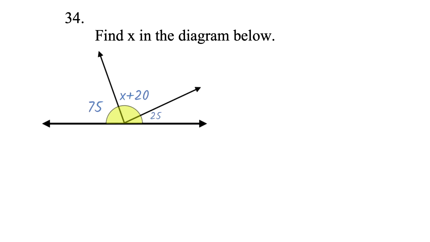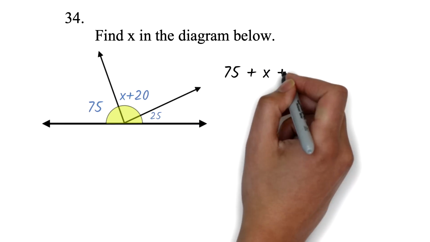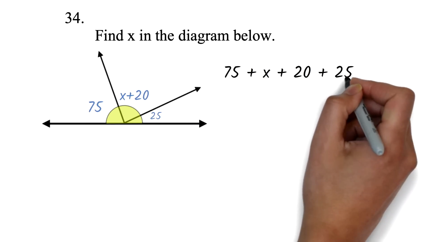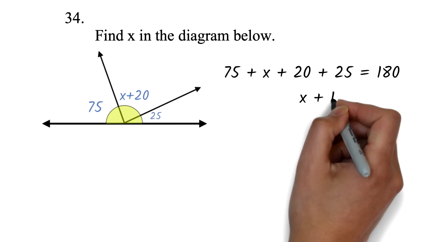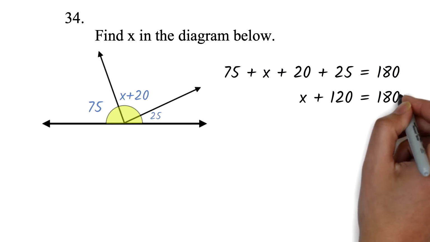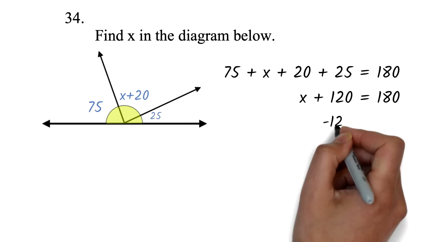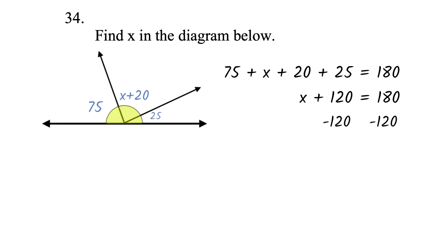So here, we will add 75 plus x plus 20 plus 25 equals 180. We can add the numbers 75 plus 20 plus 25 to get 120. So we have x plus 120 equals 180. We can subtract 120 from both sides. The 120 will cancel out. 180 minus 120 is 60. So x is 60.